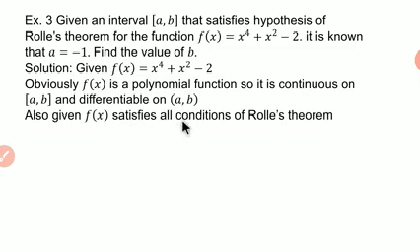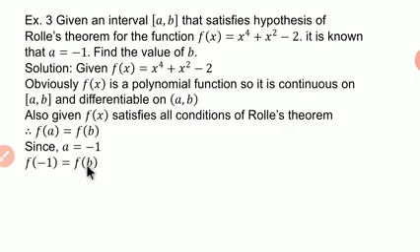Also given f of x satisfies all the conditions of Rolle's theorem, therefore f of a is equal to f of b. But a is equal to minus 1, and so we get f of minus 1 is equal to f of b. Now write here values for f of minus 1 and f of b. So here we get minus 1 raised to 4 plus minus 1 square minus 2 is equal to b raised to 4 plus b square minus 2.